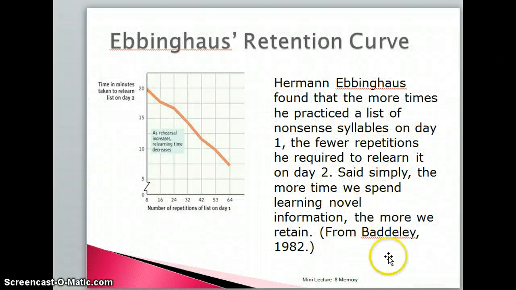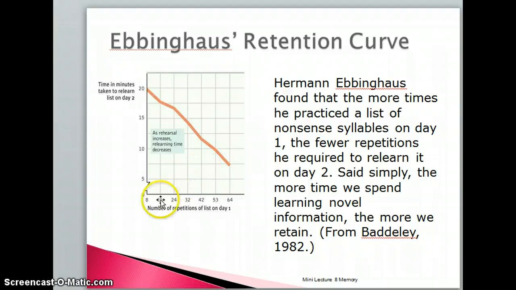The first person we should be familiar with who is associated with the study of human memory is Hermann Ebbinghaus. Ebbinghaus used himself as his research subject, and what he would do is practice long lists of nonsense syllables. And one of the things he learned, and this is his learning or retention curve, is that the more times that he practiced the list of nonsense syllables on day one, the fewer times he had to practice on day two to remember all of the nonsense syllables in that list.